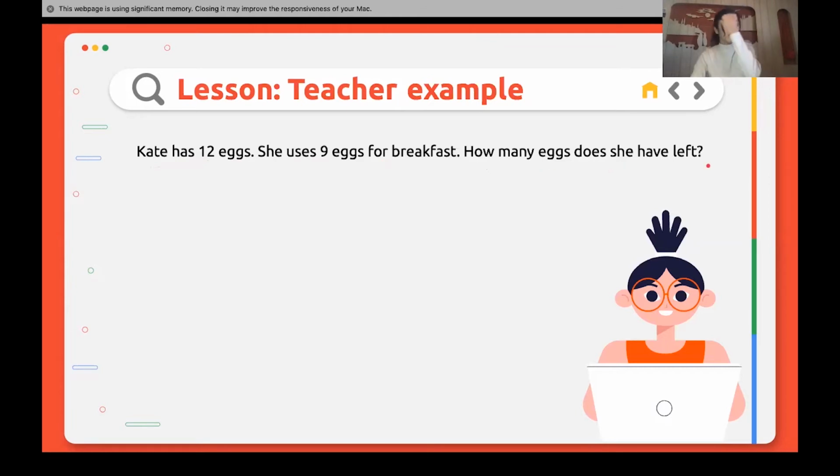Okay, so she had 12 and she ate 9 of them for breakfast. That would be 12 minus 9. And they want to know how many left. So I would write 12 minus 9. 12 minus 9 equals blank. Okay, there's my equation, and I need to solve.